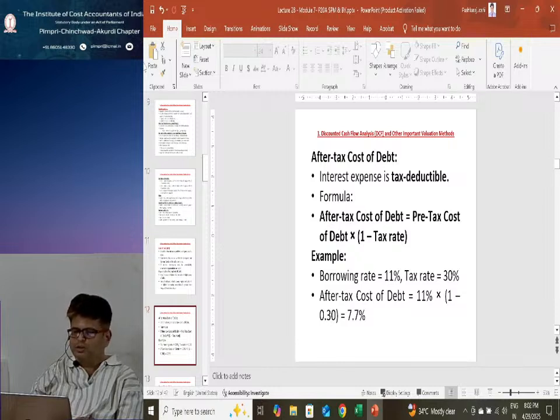After-tax cost of debt means the interest expense is tax deductible, and the formula is: after-tax cost of debt is equal to pre-tax cost of debt into 1 minus tax rate. For example, if the pre-tax cost of debt, or borrowing rate, is 11% and the tax rate is 30%, then after-tax cost of debt is equal to 11% into 1 minus 0.30, that is equal to 7.7%.